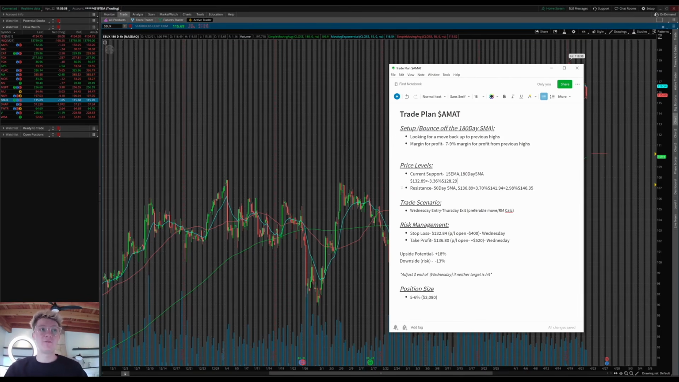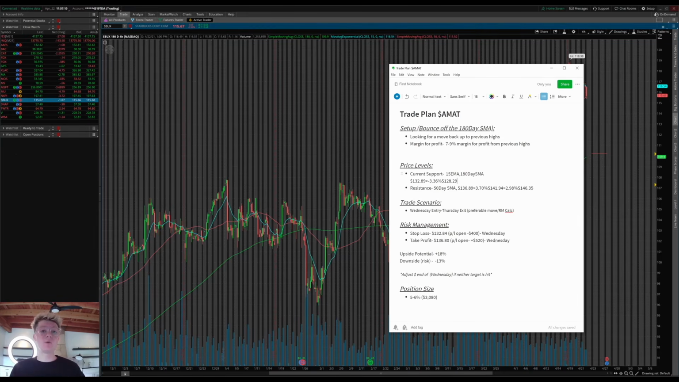And then I've gone ahead and figured out where our support and our resistance levels are. So we've got some support at $132.89. And then I've got this little arrow, and what this means is essentially 3.36% below this level, we have more support, and that is at $128.29. So wherever our price is sitting, we've got support at the 15-day EMA, the 180-day SMA, and then another 3.36% below that, we've got more support.